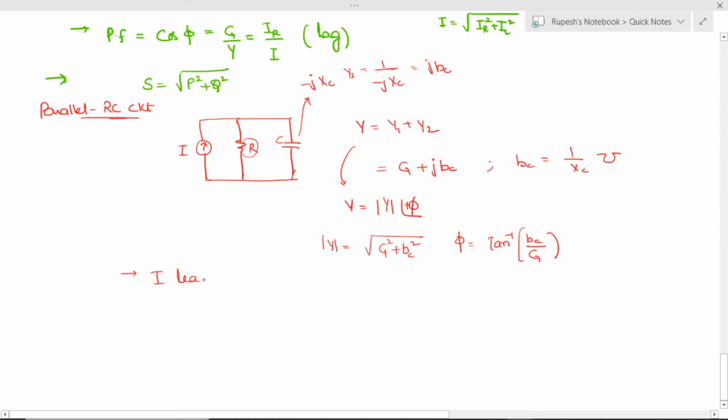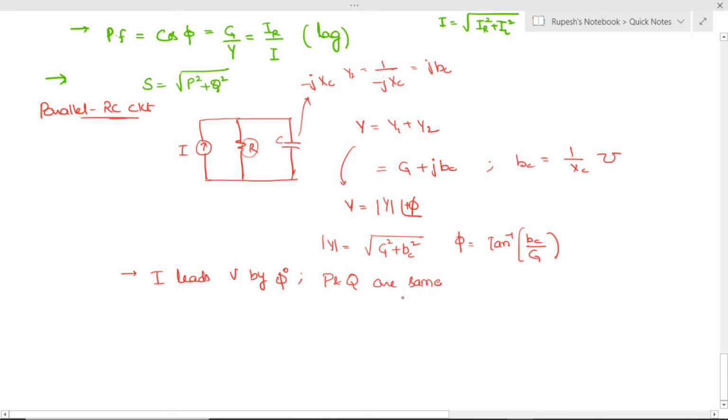Here the current leads the voltage by pi degrees. So why does the current lead? Because it's a capacitive circuit, either in series or parallel. If it is a capacitive circuit, the current always leads. The voltage lags.